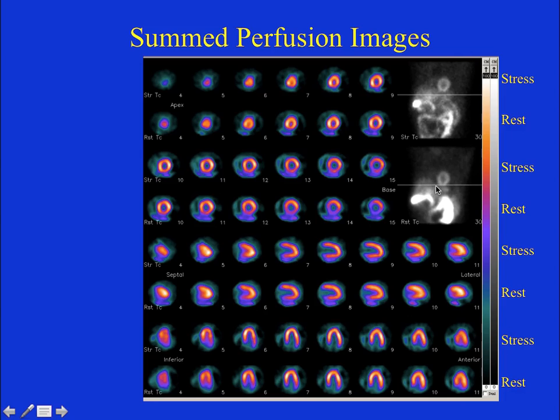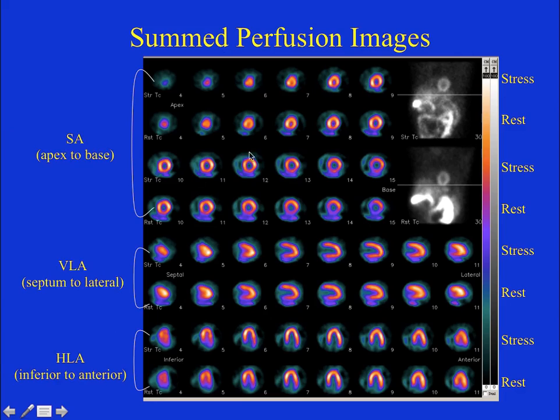These are the planar projections. So the upper set of images is the short axis, the mid set of images is the vertical long axis, and the inferiormost portion is the horizontal long axis. This portion, the left uppermost part, is the apex, and as we go towards the right, we are going towards the base of the heart. In the case of vertical long axis, the leftmost part is the septum. As we go towards the right, we are going towards the lateral wall. In the case of horizontal long axis, leftmost part is the inferior wall, and as we go towards the right, we are going towards the anterior wall.